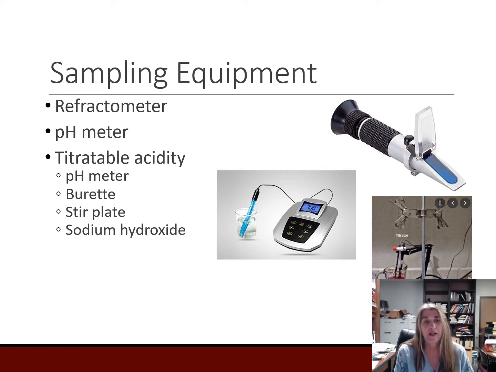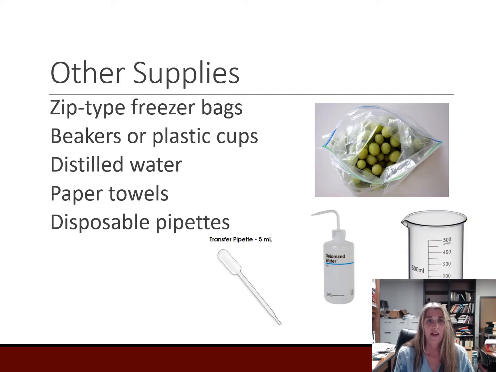You can email me if you have questions about how exactly to measure the titratable acidity, or you can look it up online. Other supplies that come in handy for sampling are zip-type freezer bags or some type of storage bag, some beakers or plastic cups, distilled water, paper towels, and disposable pipettes.